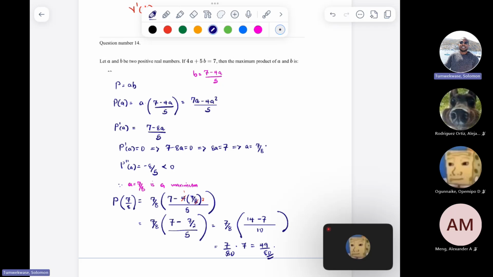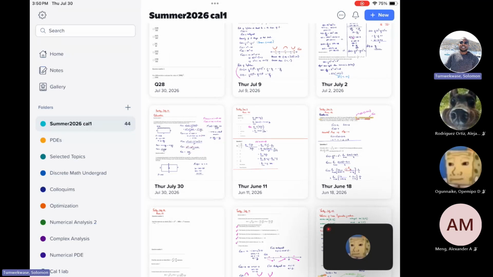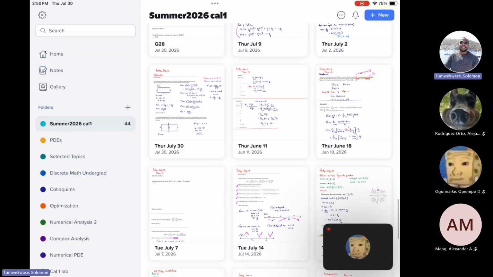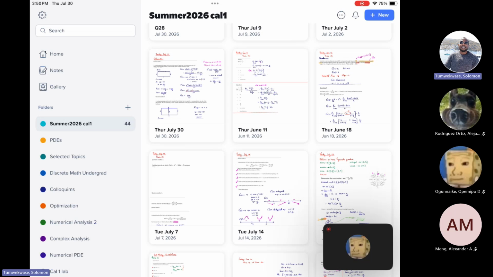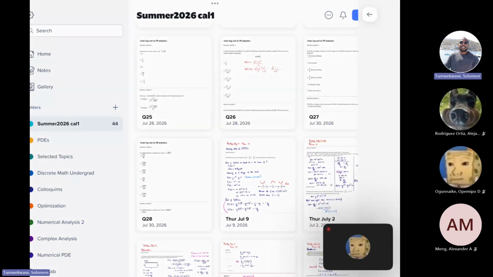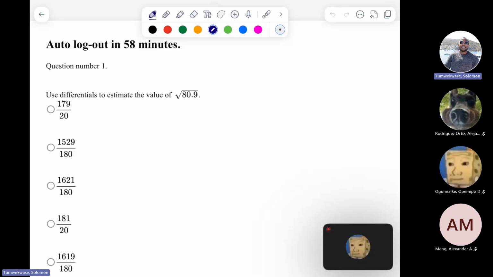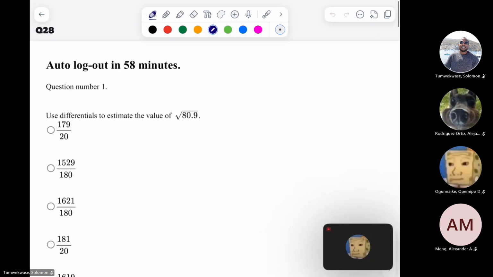Okay. Does anyone have a question in quiz 28? So quiz 28 is just about differentials. Anyone wants a clarification in quiz 28? Okay, so maybe I'll just do only one.